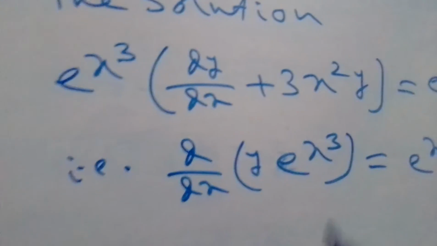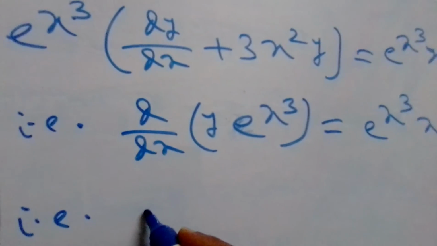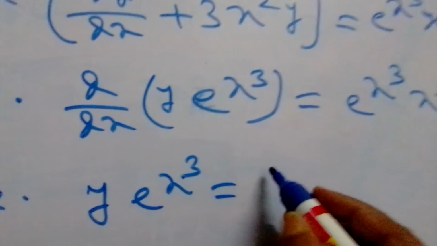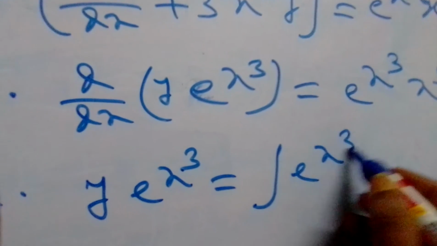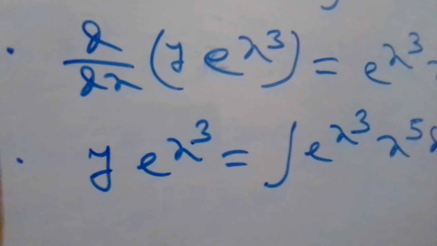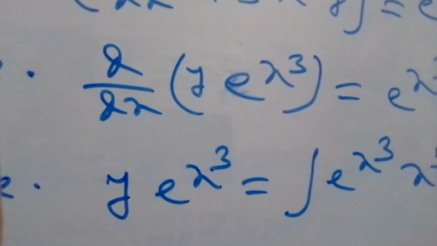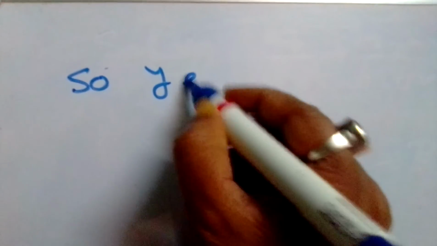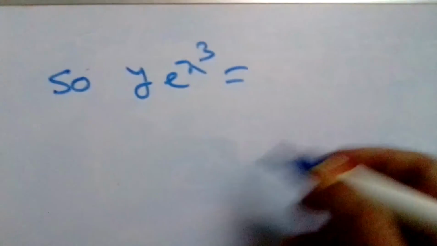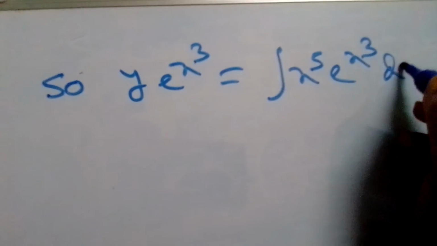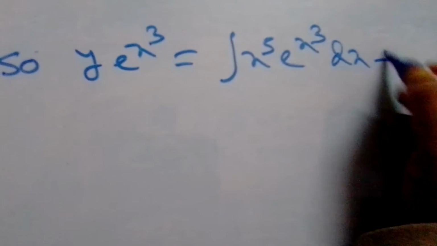This is our internal step of how to find the solution: y e to the power x cube equals the integral of e to the power x cube into x to the power 5 dx. After doing this integration, what will be our result? Let's watch. So y e to the power x cube is equal to the integral of x to the power 5 e to the power x cube dx, plus c.